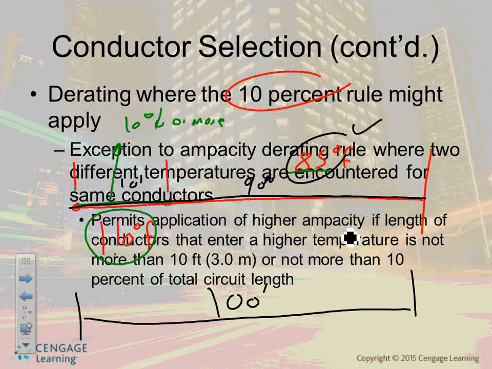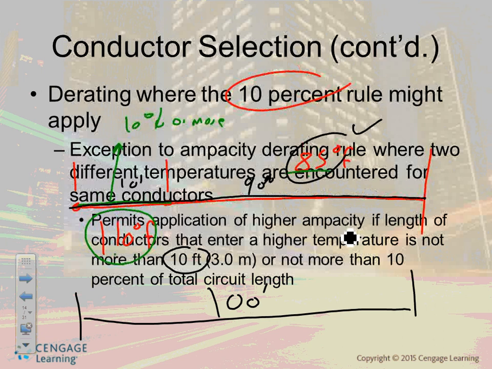So the permitted length entering the higher temperature is not more than 10 feet or not more than 10% of the total. Sometimes they also use the 10 feet. Now, not more than 10 feet. Also, look, if it's not more than 10 feet, you can't.